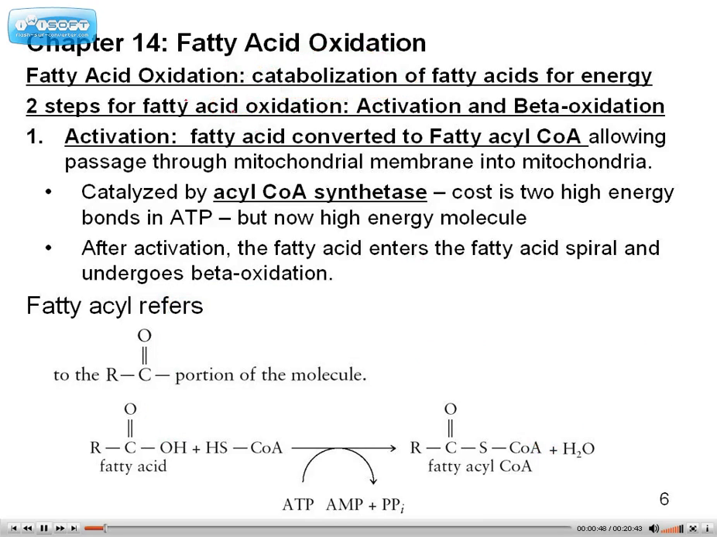There are two steps for breaking down the energy. The first one is activation. The second one is beta oxidation. Activation: the fatty acid is converted to fatty acyl-CoA. This allows passage through the mitochondria membrane into the mitochondria. It's catalyzed by acyl-CoA synthetase. If you put synthase, I'd still give you credit.